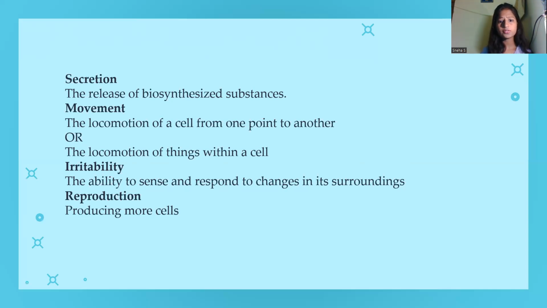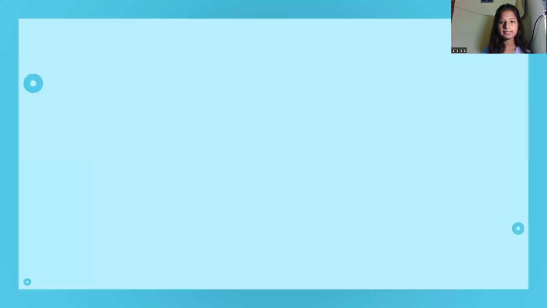Irritability is the ability to sense and respond to changes in the surroundings. Whenever an ant bites, how are we able to respond to it? It is because of the reflex action that is produced by the cell, to be more specific, the nerve cell. And the last one is reproduction, which is nothing but growth and production of cells.